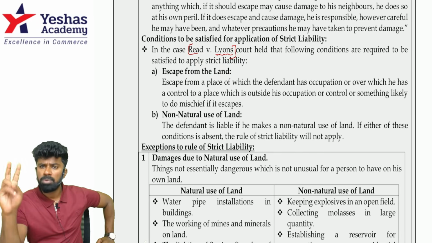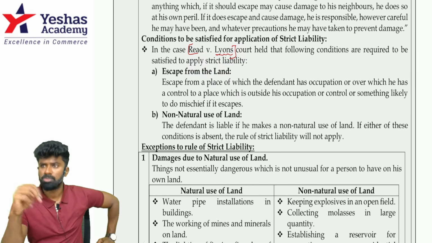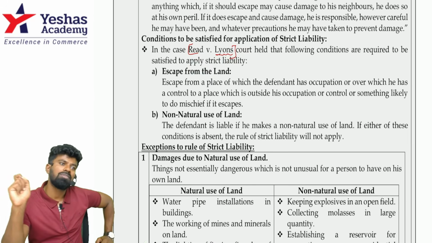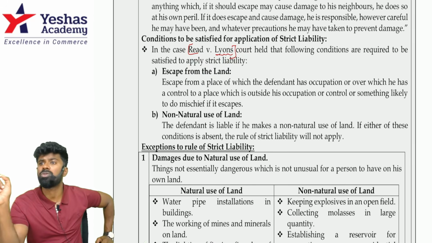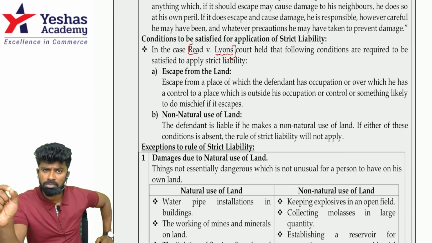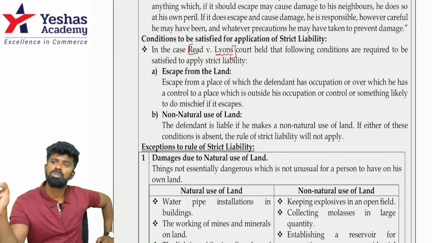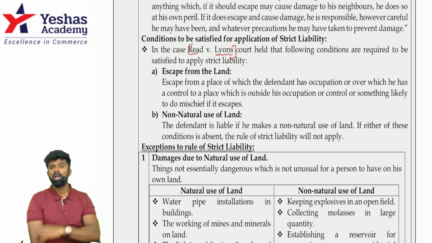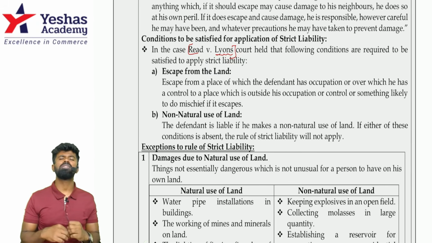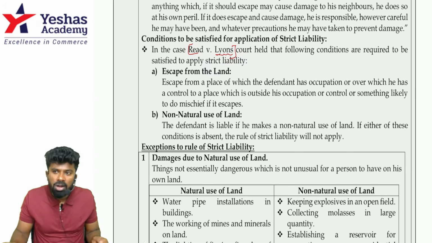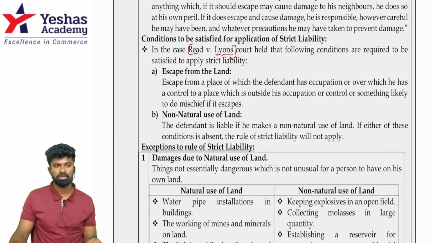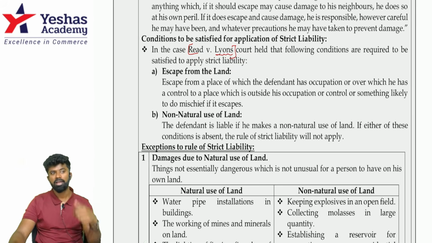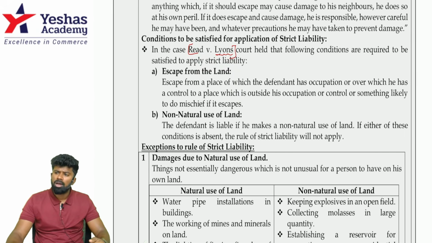This is called strict liability. For applicability of strict liability, there are two conditions to be satisfied, and these were given in the Read versus Lyons case. First one is escape from the land. Second one is non-natural use of the land. However, there are exceptions. There are a few exceptional cases where the principle of strict liability is not applicable.